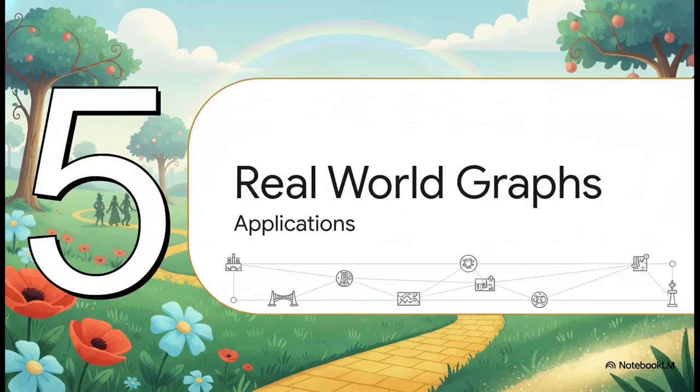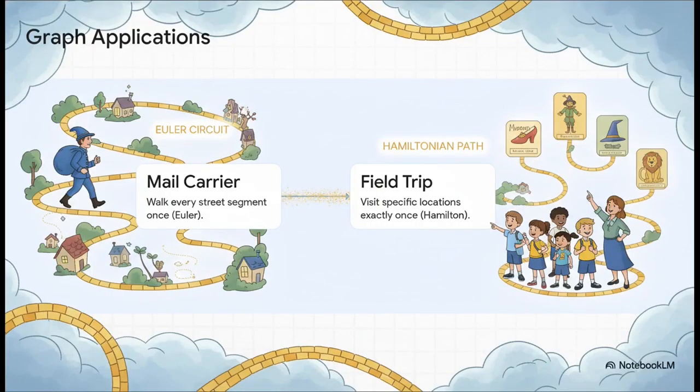Section 5, Real-World Graph Applications. Now you might be wondering, is this all just a fun brain teaser, or does this wonderland actually connect to our real world? Oh, it absolutely does. We use these rules every single day. Take a mail carrier. A mail carrier's entire job is to deliver mail to the houses on the streets. They need to walk every street segment exactly once to be perfectly efficient.